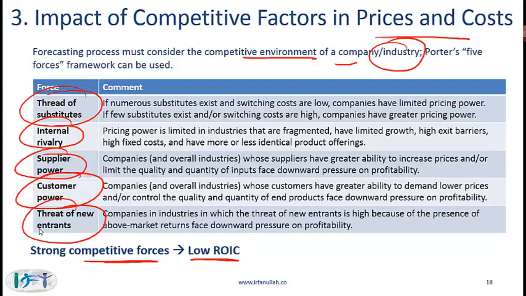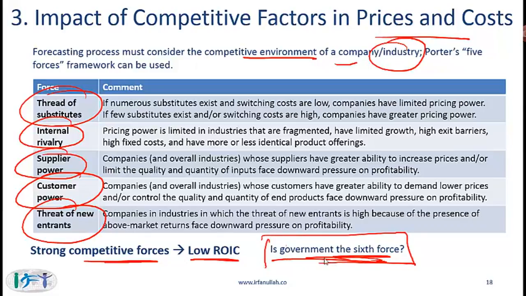So the key point to remember is, in a given industry, if these forces are strong, then the profitability or the ROIC will be low. A side remark here is whether government and technology or some of these other factors are forces or not. And the quick response is that in the Porter's 5 forces framework, these are considered factors, not forces. So what we are supposed to do is take government regulation and see how that impacts the various forces.